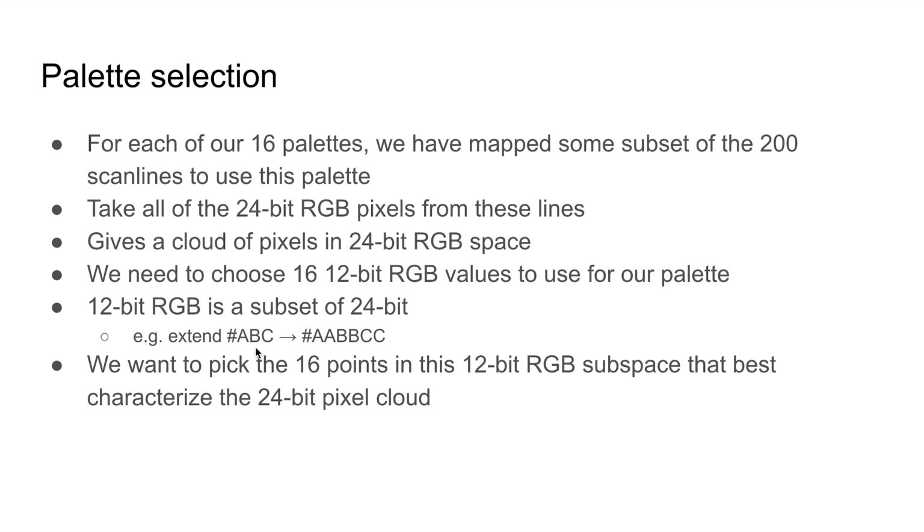And here we have to be careful about the exact color spaces we're using to make sure that we're using the right mappings. But once we've taken that into account, then we can embed the Apple IIgs color space inside a 24-bit one. And so now we can rephrase the problem: we want to pick the 16 points in this 12-bit subspace that best characterize a cloud of 24-bit pixels.